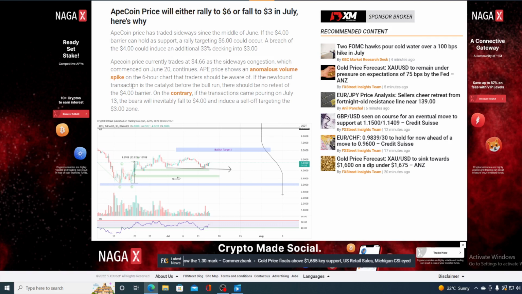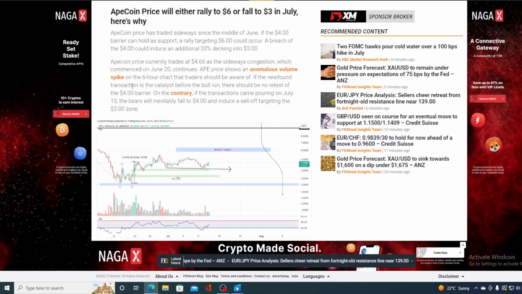Now, ApeCoin price will either rally to $6 or fall to $3 in July. ApeCoin price has traded sideways since the middle of June. If the $4 barrier can hold as support, a rally targeting $6 could occur. A breach of the $4 could induce an additional 33% decline into $3. ApeCoin price currently trades at $4.66 in the sideways congestion, which commenced on June 20th. Ape price shows an anomalous volume spike on the 6-hour chart that traders should be aware of.